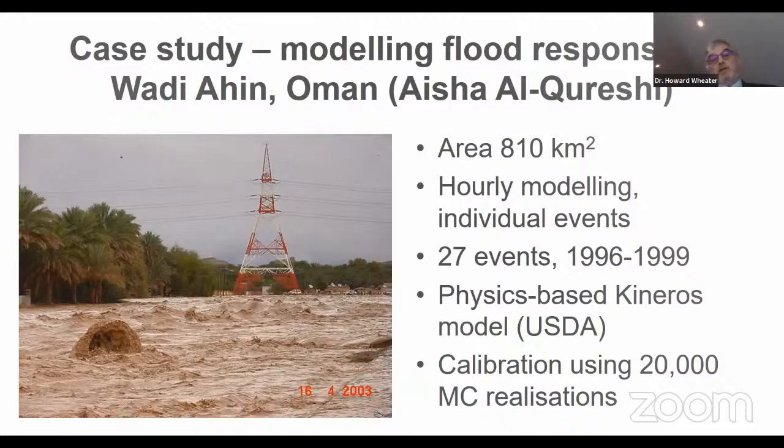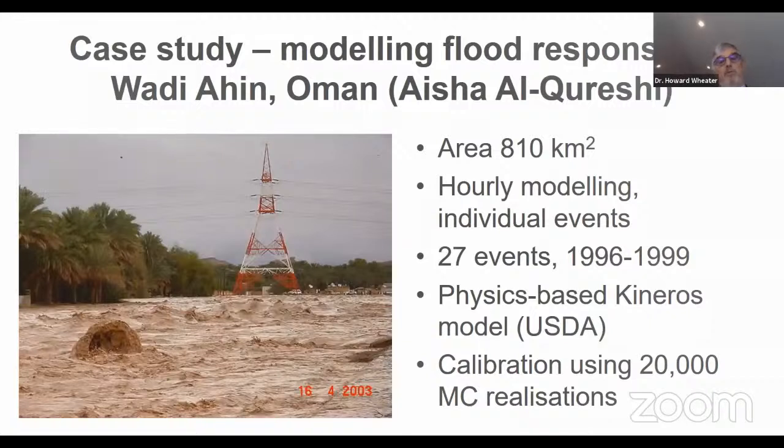I'm going to very briefly take you to the Sultanate of Oman and a little study that illustrates some of these, modeling a flood response in Wadi Ahin. This is a wadi that's quite small, it's 800 square kilometers, had a major flood, as you can see. It flows from the mountains to the Gulf, to the Batinat Plain. So this was some work done by Aisha Al-Qureshi, who was a PhD student of mine and a director of the Ministry of Water Resources in the Sultanate.